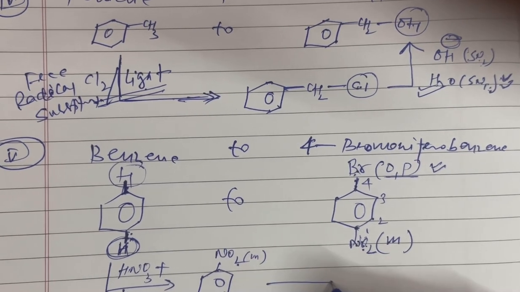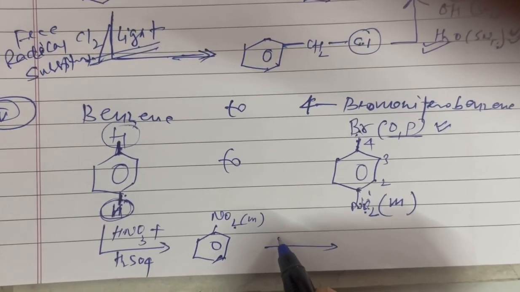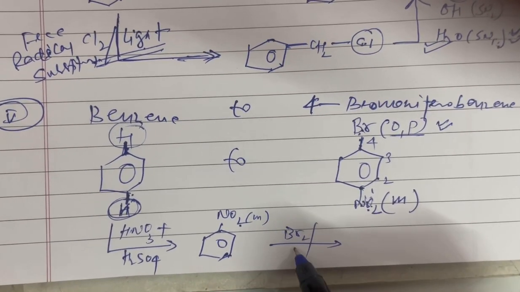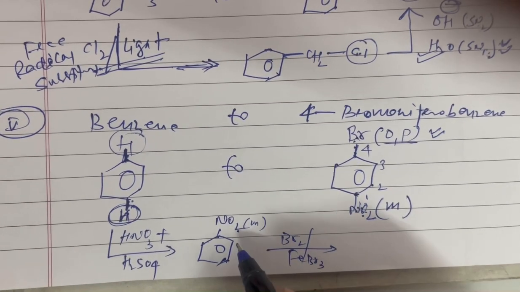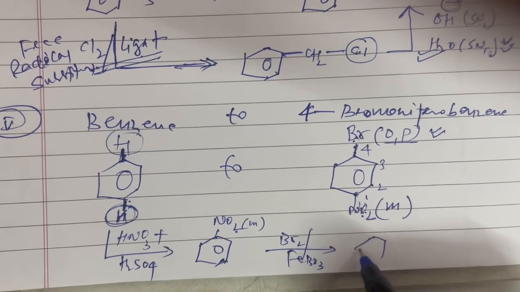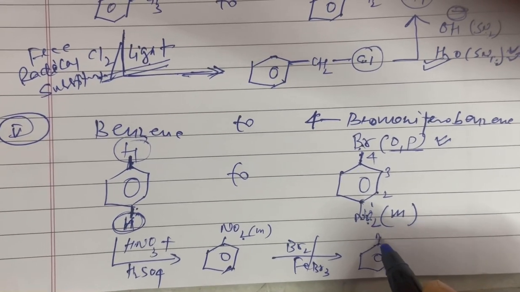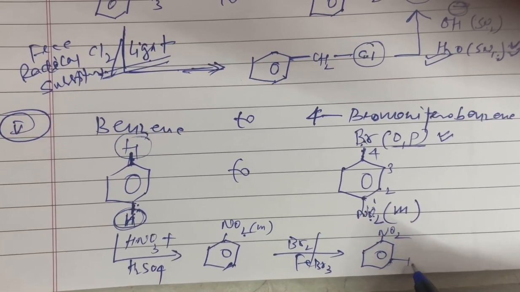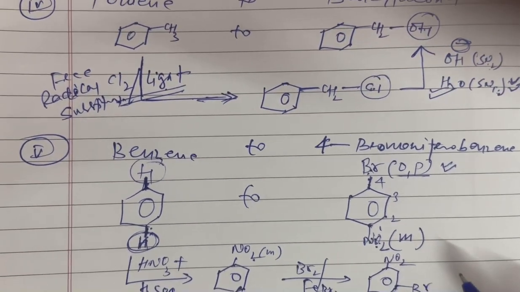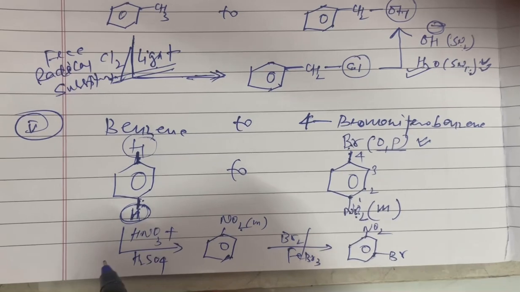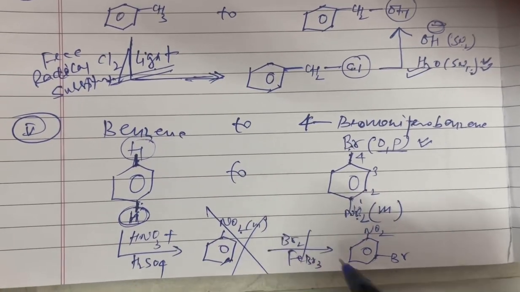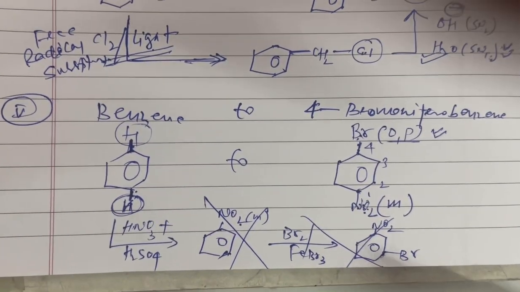With respect to this NO2, when you do the bromination now, with Br2 and FeBr3, this reaction takes place in the dark. So with respect to this NO2, this Br will come at the meta position, and actually we need Br at the para position. So this is the wrong path. We are not going to follow this path.